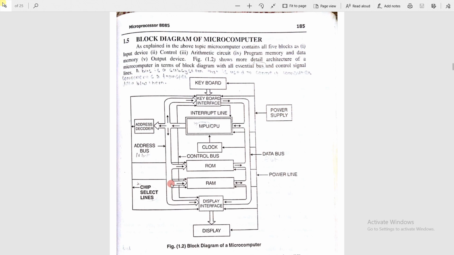Here, if you see, there are multiple blocks in the microcomputer. Multiple blocks are connected to this line. But chip select is used to select one block out of the many blocks available. So chip select selects which block should be in use here.